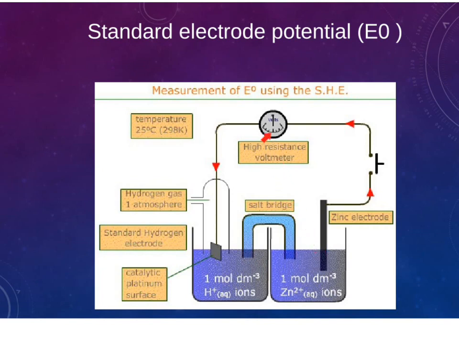Here we have the high resistance voltmeter. It measures the electrode potential, that means the potential difference between these two electrodes. Why is it a high resistance voltmeter? To make the current flow 0, so we can measure the maximum voltage, or the potential difference, between the standard hydrogen electrode and the zinc electrode. That's how we record the value of standard electrode potential.